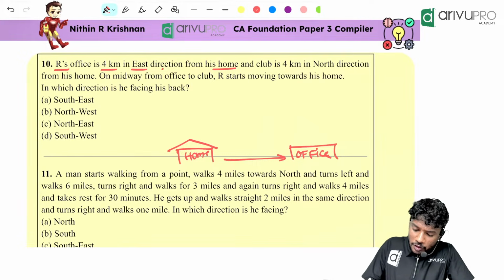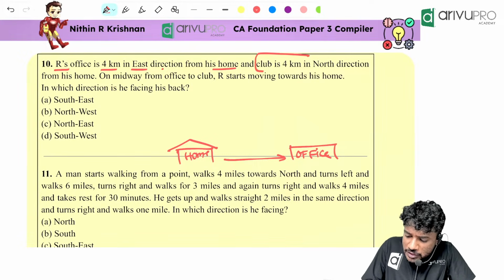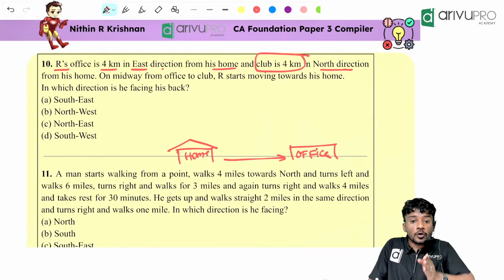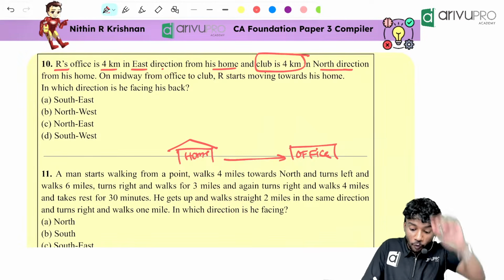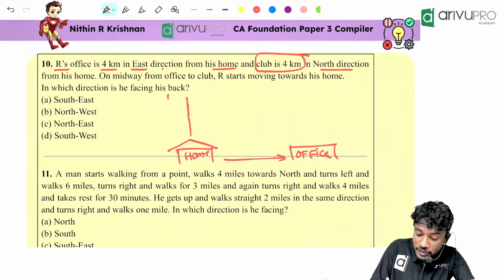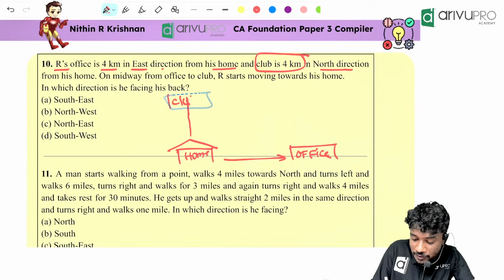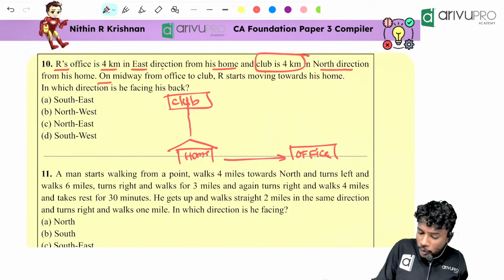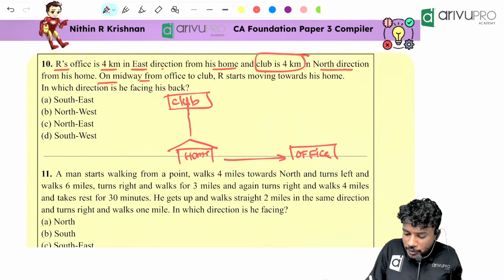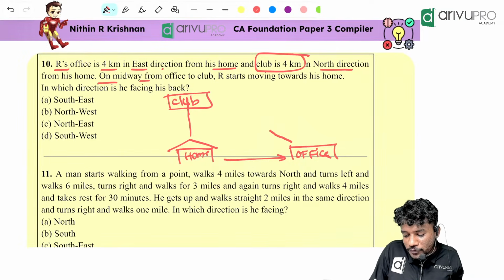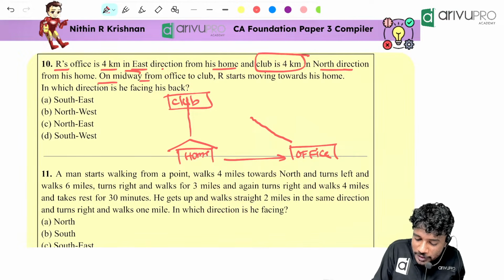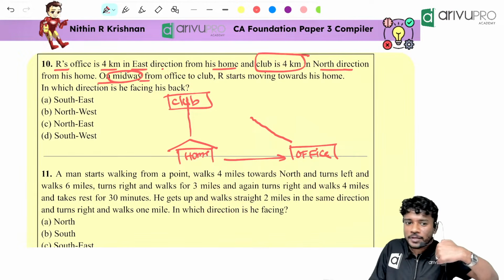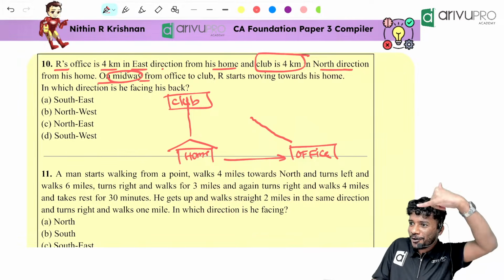Then what else is mentioned? The club is 4 km north of home. North means up or down? Up. 4 km north of home, the club is there. Yes, our general example, a dance club is there, where people are dancing. One day, R was going from the office to the club to party, midway. But what happened? R got a call from home, saying, Papa, come home.